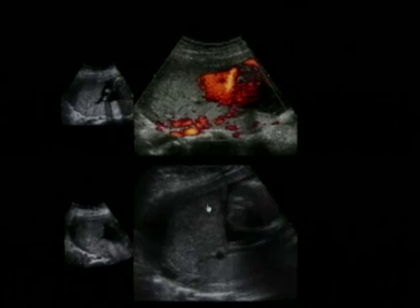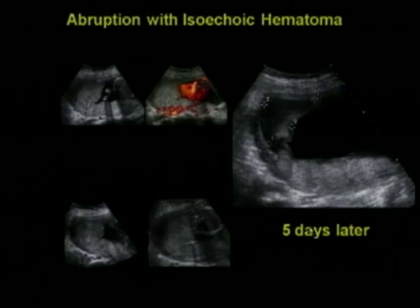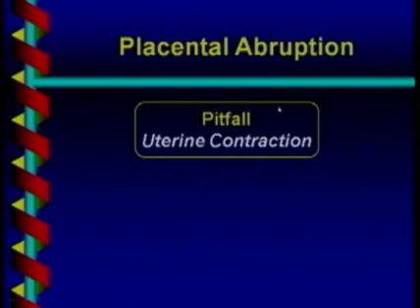kind of like a hematoma. Well, they said, based on these, even though at first sight you'd think it was normal, there's probably a hematoma. And sure enough, 5 days later, you can see that the hematoma is starting to break down, and it clearly is hematoma. So be careful not to miss isoechoic hematomas.